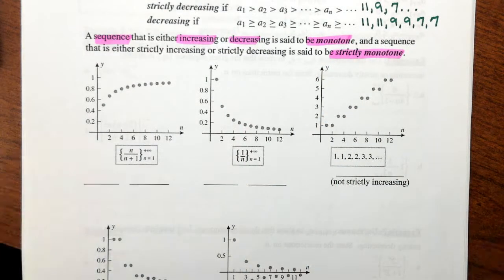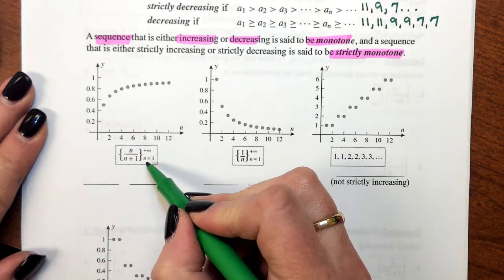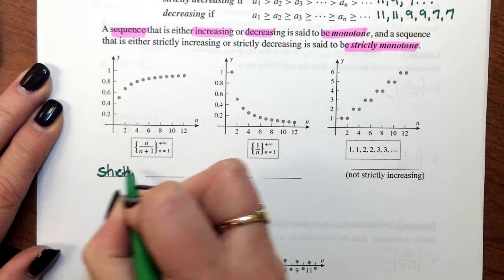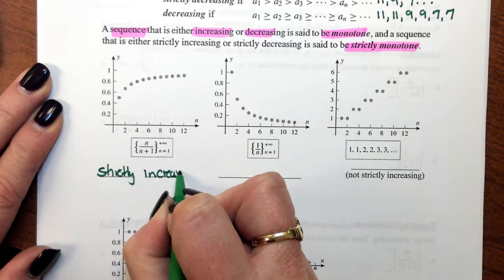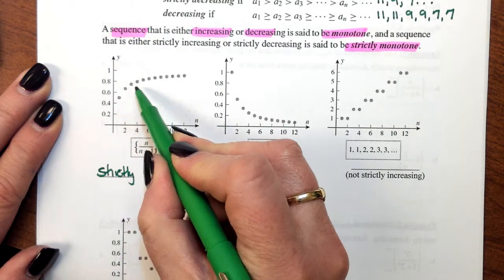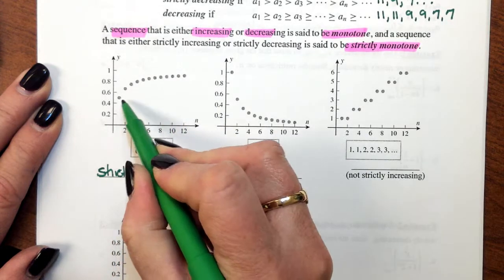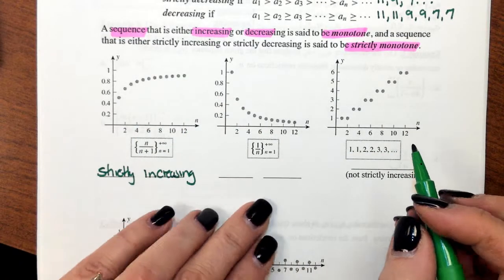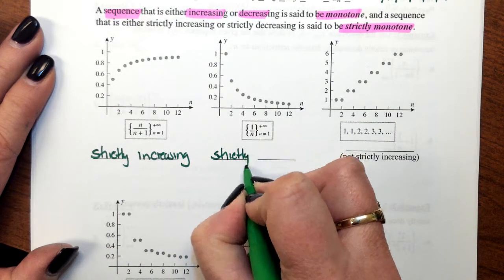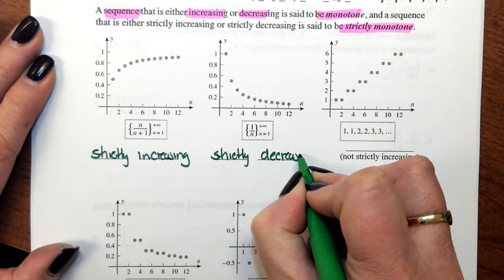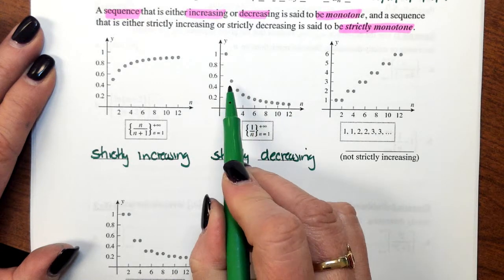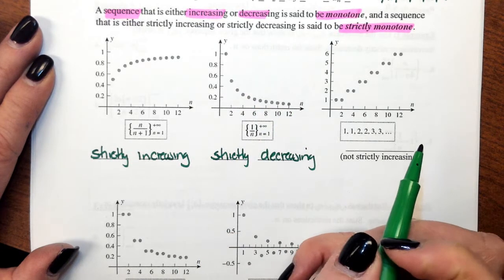If you take a look graphically at the sequence n over n plus 1 as n goes to infinity, we would say that this is strictly increasing. Notice none of the terms are equal to one another, and they are increasing. As your n values increase, the values of the terms also increase. If you look at your sequence 1 over n, this is what we call strictly decreasing. Notice that as n approaches infinity, the values of the terms are getting smaller and smaller.